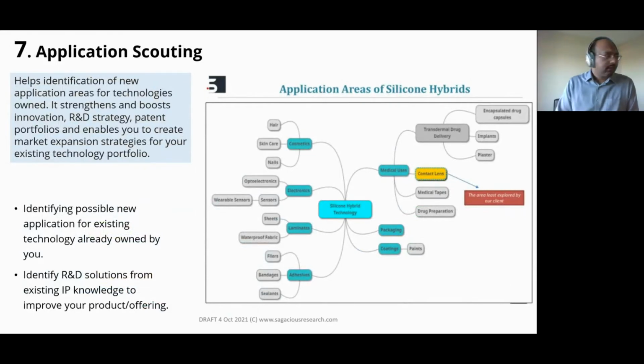I think this is the final piece of information about another type of research that is conducted, which is called application scouting. And this is important to mention here because sometimes suppliers create a technology and they identify potential customer segments, and they pitch to those customer segments. But sometimes certain technologies might have applications in other technology areas which the supplier might not be fully aware of.